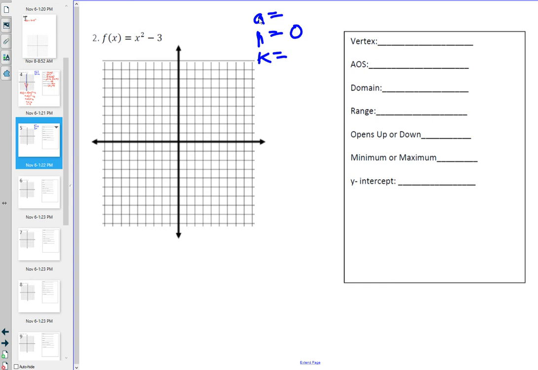So if I don't see a parentheses, and I still want to treat it as vertex form, that means that h has to be 0. So that negative 3 that you see there is not an h, it's a k. Are you supposed to change the sign of k? There.